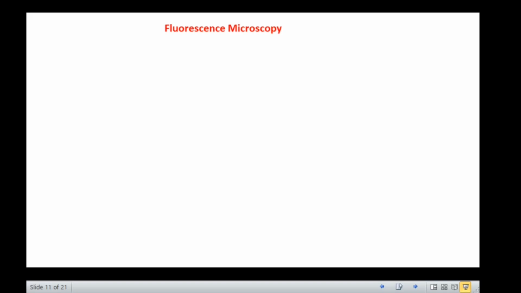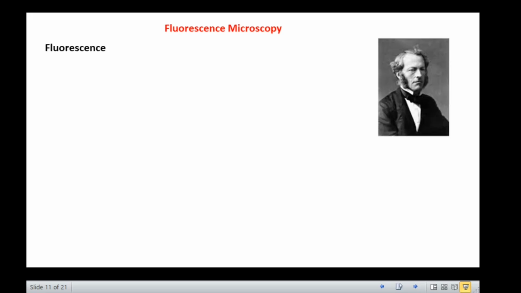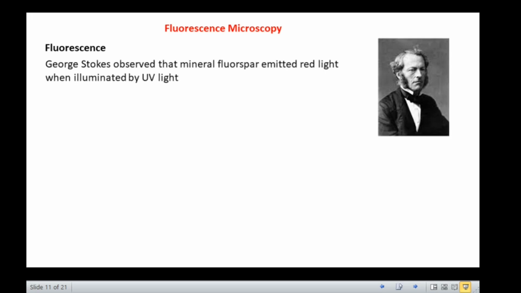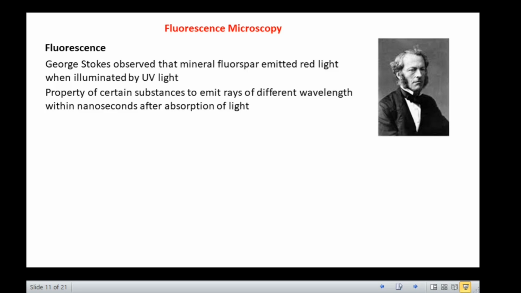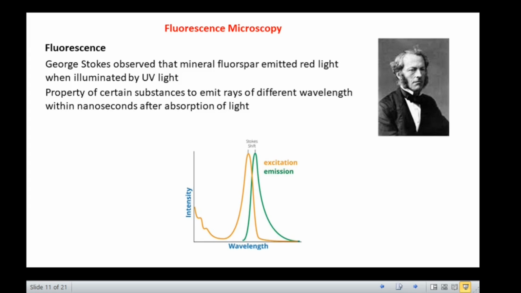To understand how fluorescence microscopy works and why it has become so important to modern biology, one must first understand what the term fluorescence means. George Stokes observed that mineral fluorspar emitted red light when illuminated by UV light. This property of certain substances to emit rays of a different wavelength within nanoseconds after absorption of light is called fluorescence.